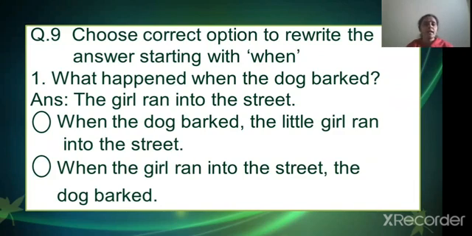What happened when the dog barked? The question is, what happened when the dog barked? And the answer given is, the girl ran into the street. Now we have to change it and write it starting with when. So the two options given to you here are, when the dog barked, the little girl ran into the street, or when the girl ran into the street, the dog barked.